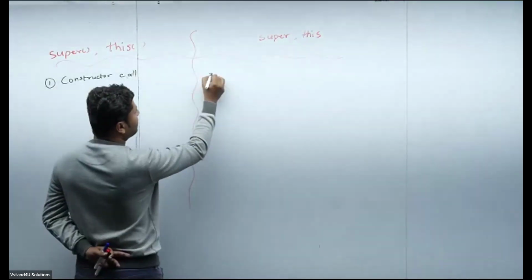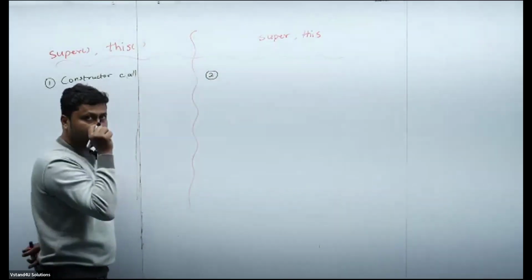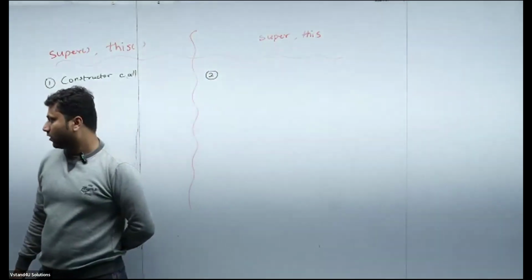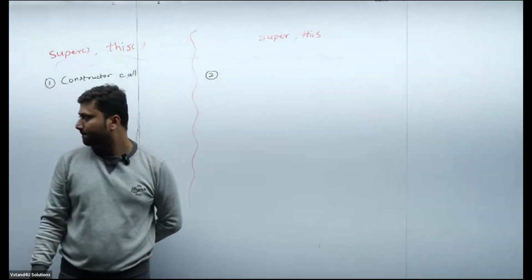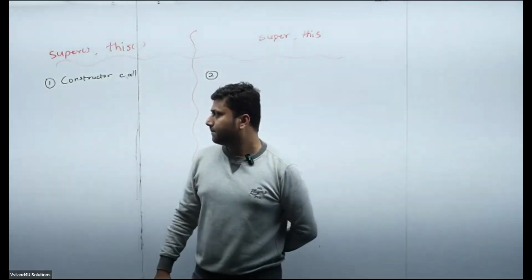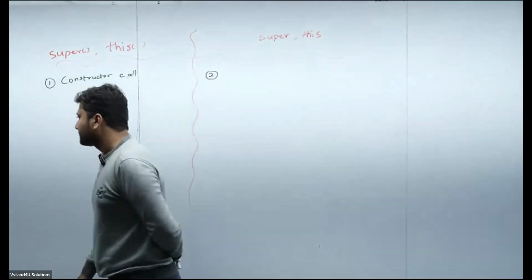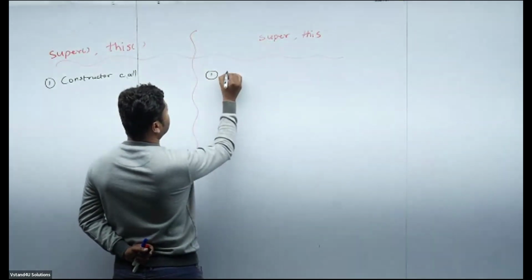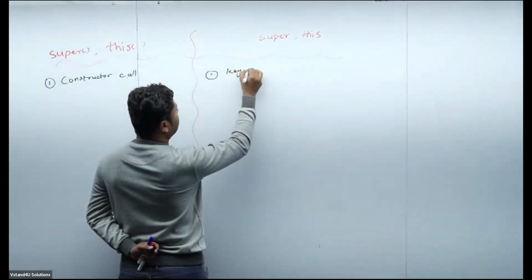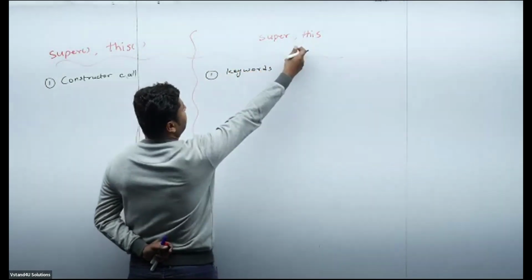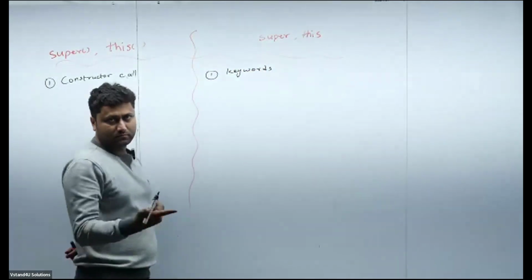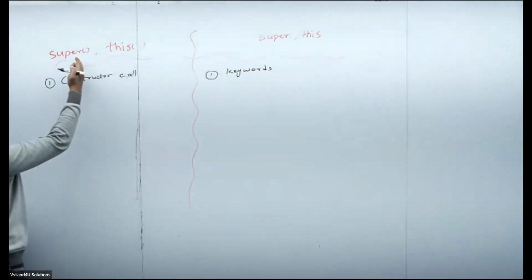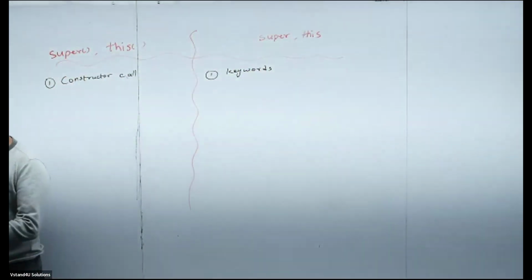And what are these called? Perfect. Bullseye. These are called keywords. This keyword, super keyword. This constructor call, super constructor call. Am I clear? Okay, sir.